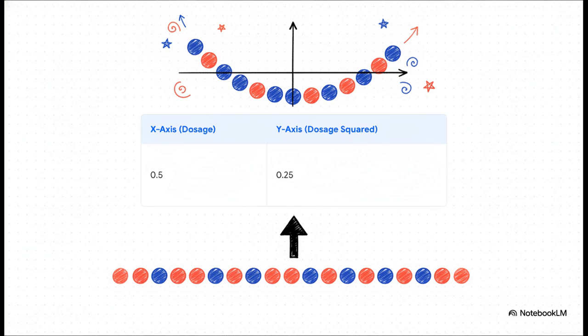By applying this simple math to every single observation, we magically transform our flat 1D overlap and pop those dots up into a 2D curve. Suddenly, in this two-dimensional space, we can easily draw a straight line right through it to separate the cured patients from the ones who weren't.